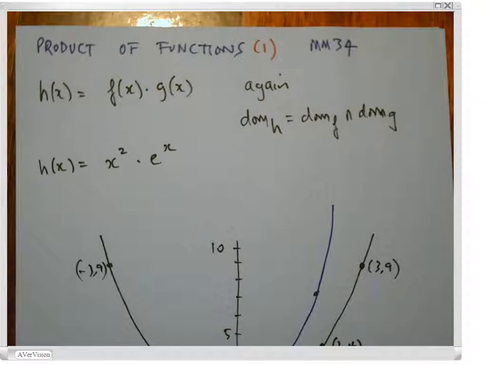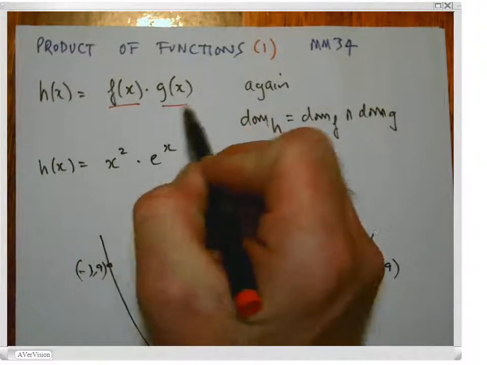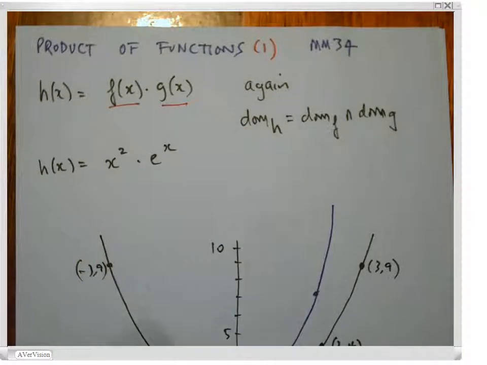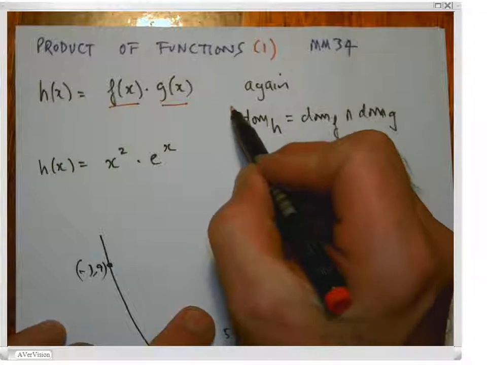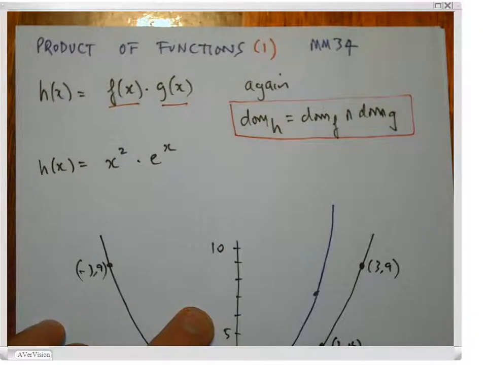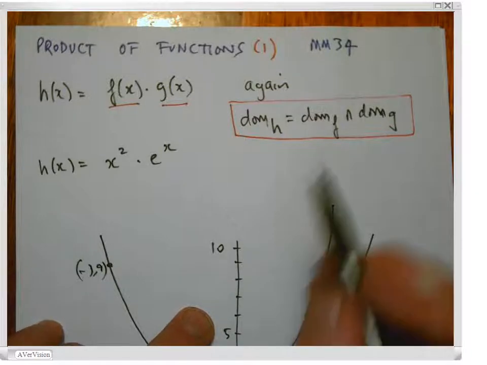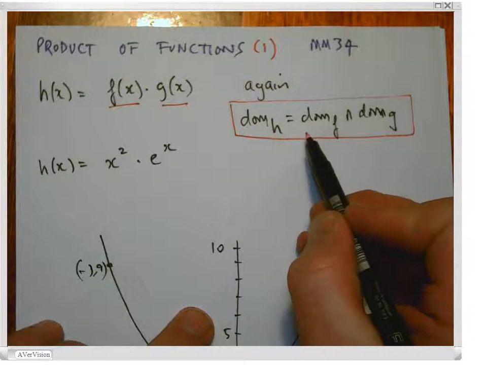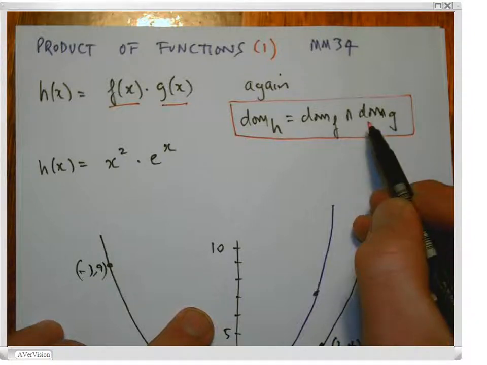This is for Year 12 Methods and it looks at the product of functions. Again, if h of x is the name of the resultant function, it's f of x times g of x. Just like with the sum of functions, h will only exist where f and g both exist for them to be able to be multiplied to give you h. Therefore we have the rule: the domain of h is equal to the domain of f intersect the domain of g.